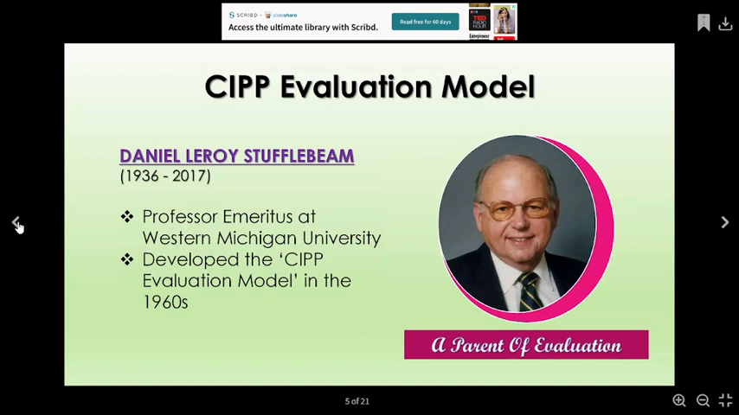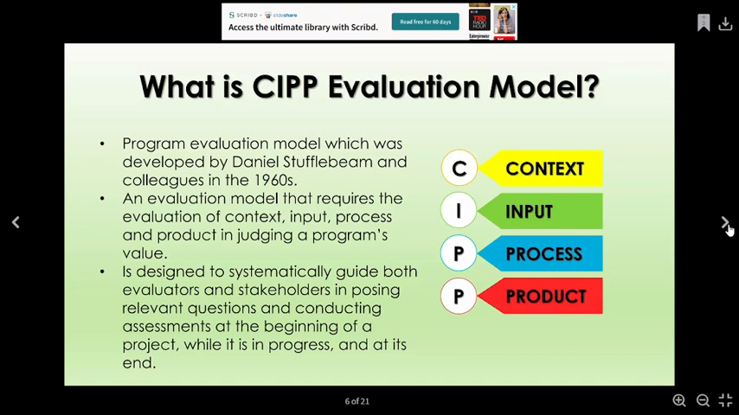We are dealing with the curriculum evaluation model, the CIPP evaluation model by Dr. Pradeep. It was designed by Dr. Pradeep in the 1960s. It is designed to systematically guide both the evaluators and stakeholders in posing relevant questions and conducting the assessments at the beginning, during the project and after the project. That means both formative and summative assessments are done in this evaluation model.